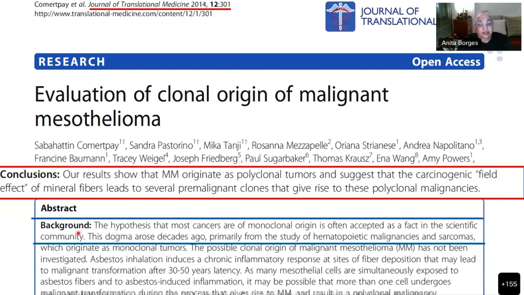But it goes even further, and it says that the hypothesis that most cancers are of monoclonal origin is often accepted as a fact by the scientific community. Why? Because this dogma, that means this belief, rose decades ago through the study of hematopoietic malignancies and sarcomas. Okay? Because there you have these translocations, you have these mutations, and there is this clonality, now you can do it by flow, etc. But many solid tumors, perhaps more often than we suspect, show you polyclonality.